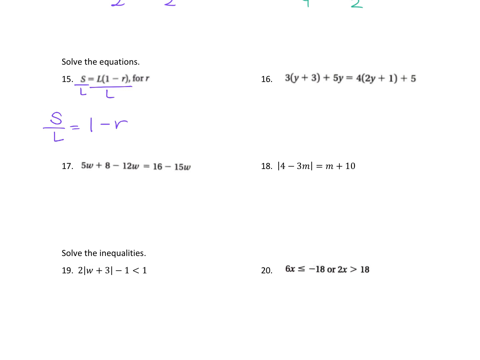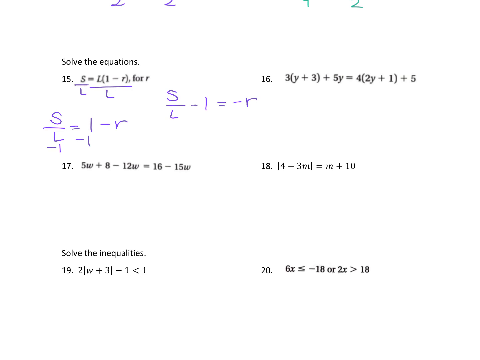What are you going to do next? If we're trying to isolate the R. Yeah, Roman. Subtract by 1. You can subtract 1, okay? So if we subtract 1 on both sides, it's going to be S over L minus 1 equals negative R. How do you solve for R? Roman. Divide by negative 1.